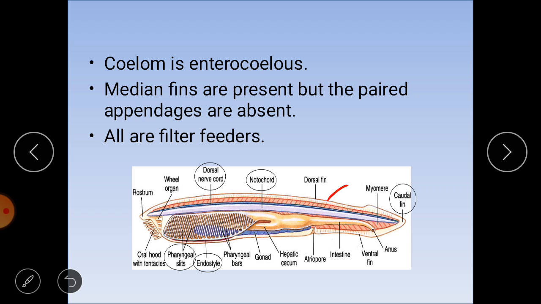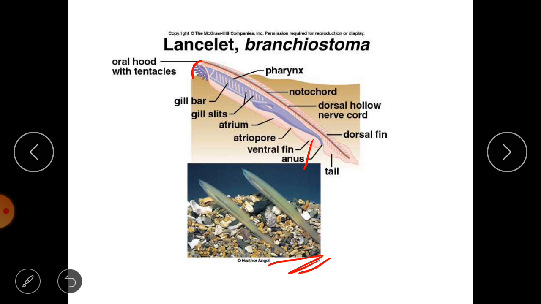And all are filter feeders. What is the meaning of the filter feeding process? You could see here, this is the mouth part, the oral hood. Filter feeders means whatever water enters through this oral hood, with the help of tentacles they separate the food particles in the water, release the unnecessary water from the food, and take in the food. So this is what we call filter feeding or filter feeders.